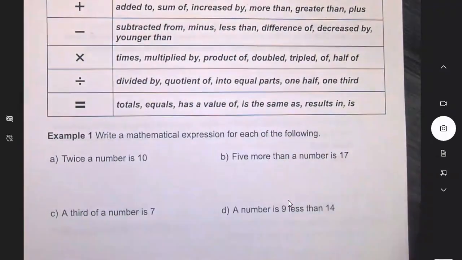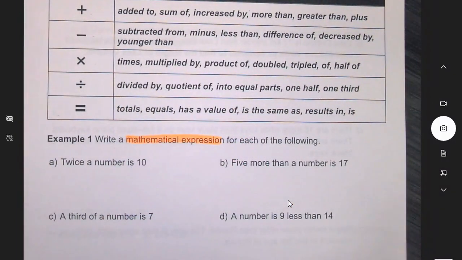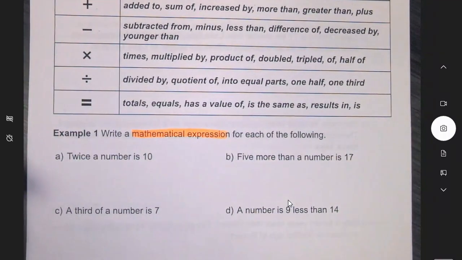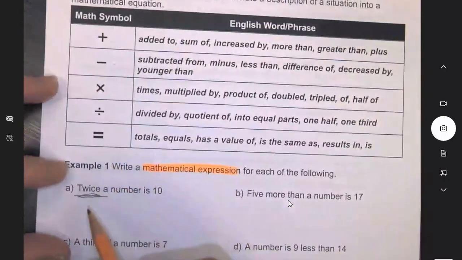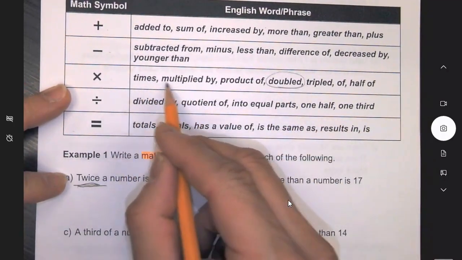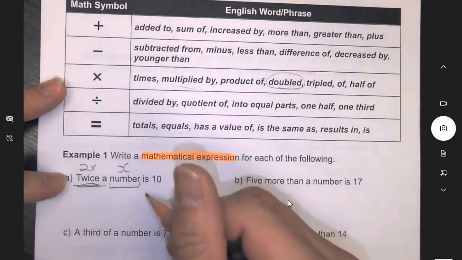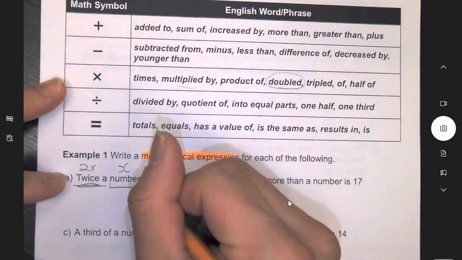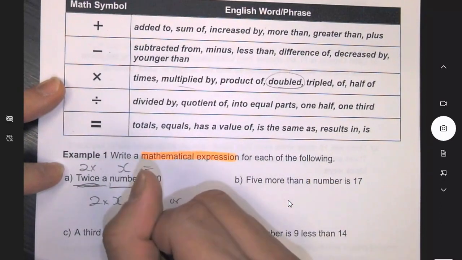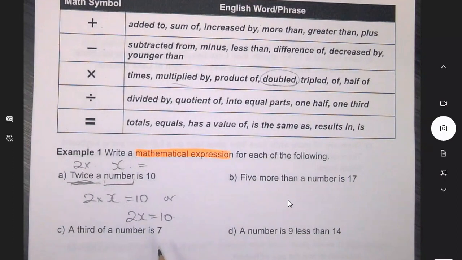So they say write a mathematical expression. Right now, we're not asking you to solve what this number is. We're asking you to come up with an expression or an equation. So in this case, we need to read that question. They say twice a number is 10. Twice, as you can see here, is double or multiplied. So in this case, it will be two times. Now, a number, we don't know what that is, so let's just call it x. Is means equal. So for this expression, basically 2 times x equals 10, or you can say 2x equals 10. Okay? And later on, you can solve the equation by doing a one-step or two-step process.